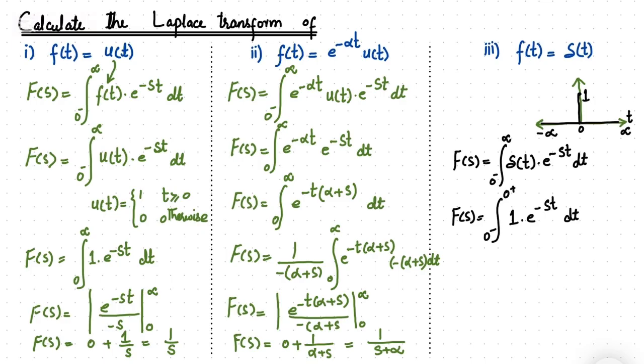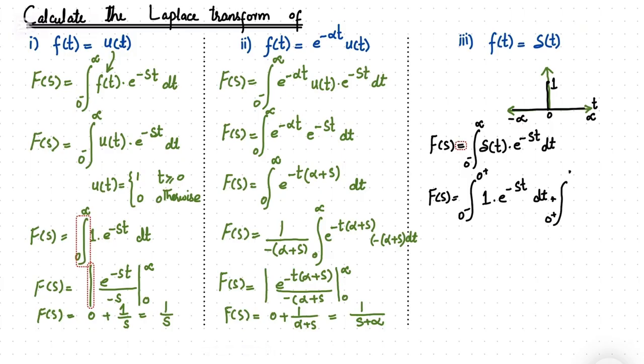So we have basically divided the limits into 2 different regions. One is the region from minus infinity to 0 plus. Another region is from 0 plus to infinity. In this region from 0 plus to infinity, because the amplitude of the impulse function is 0, the product of impulse of t into e raised to power minus st is going to be 0. So this is written like this.